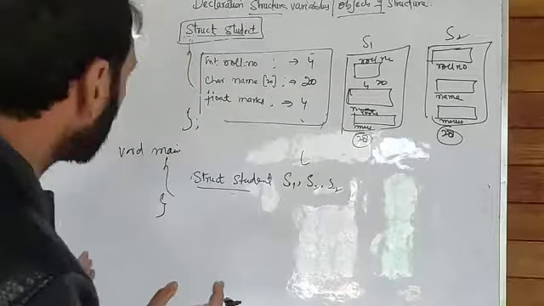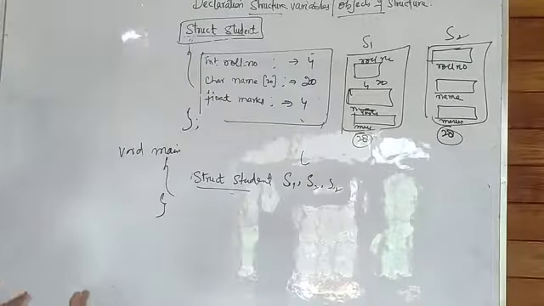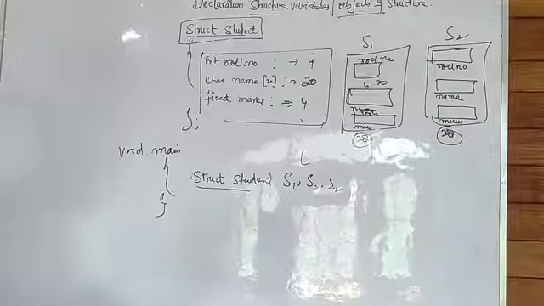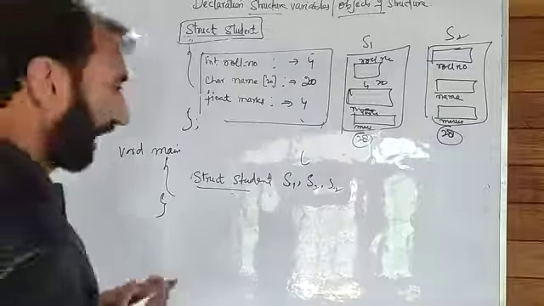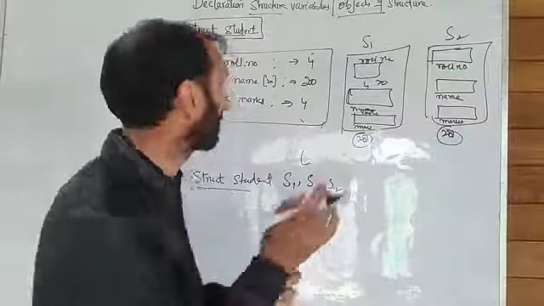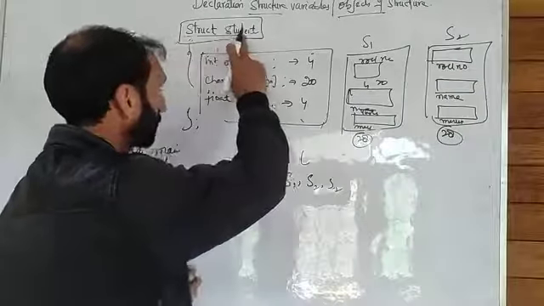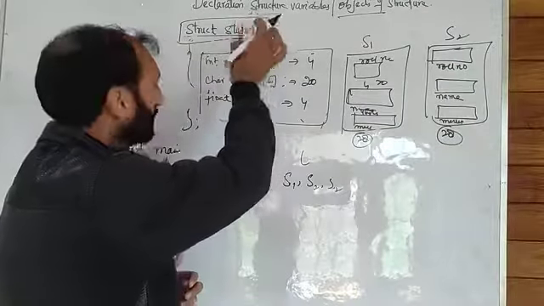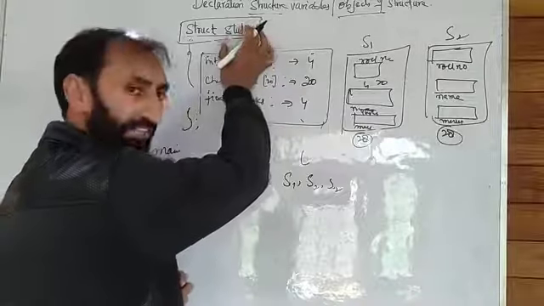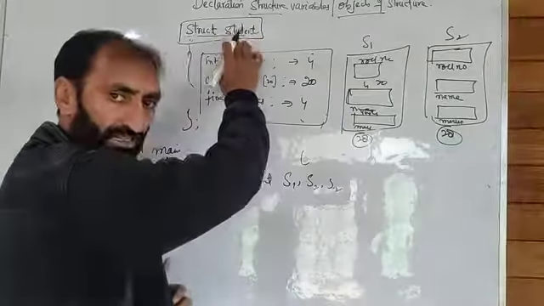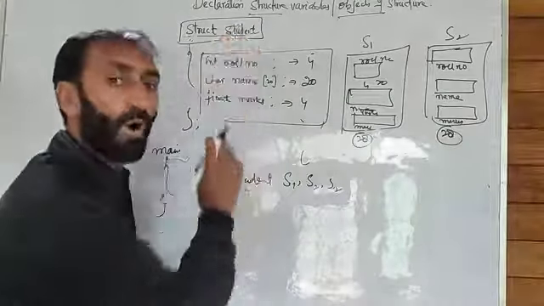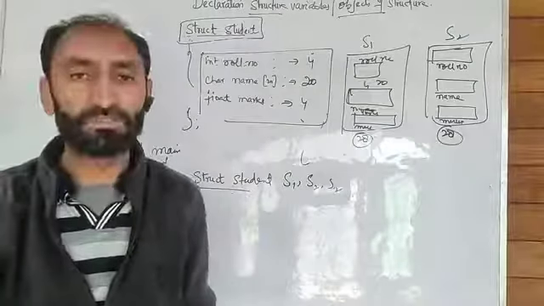This is one way of declaring objects, or you can say variables, of a structure. But as I told you in the previous video, this student is a structure tag, or you can say the structure name. It is optional. How is it optional? Take care.